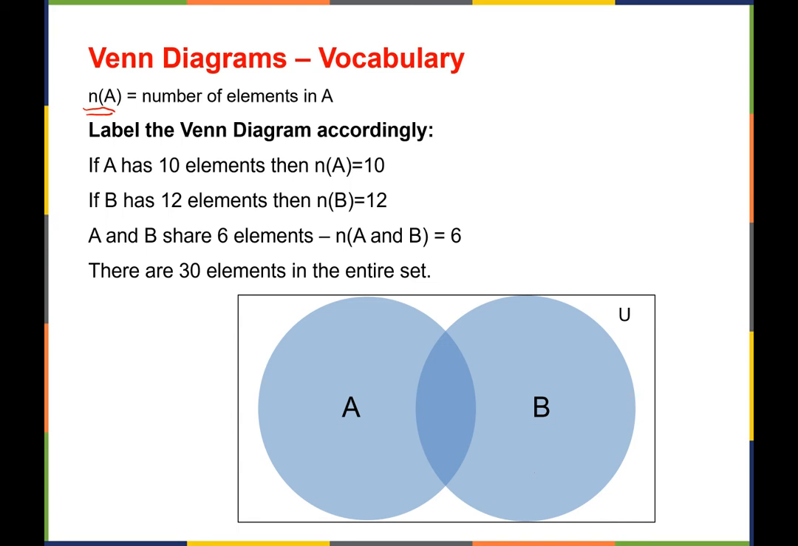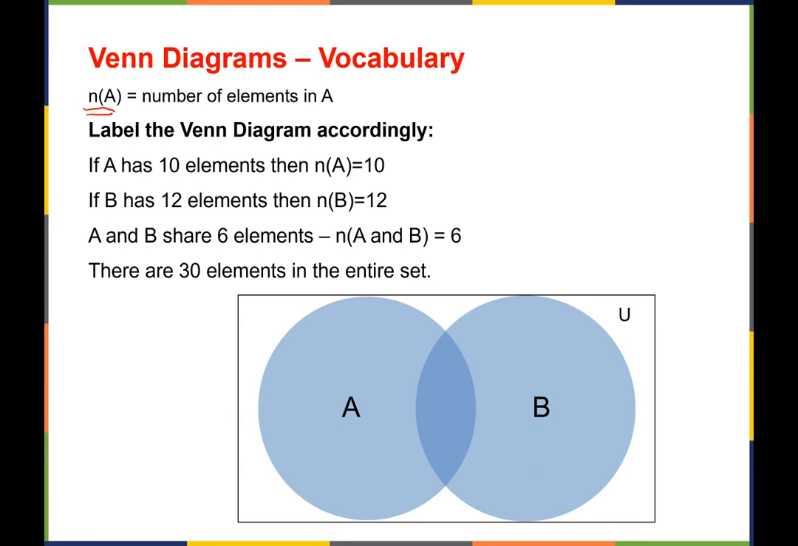So if A has 10 elements in it, then we would say n of A equals 10. If B has 12 elements, then n of B is 12. And it gives us some extra information. A and B share 6 elements together. So there's 6 in the intersection of A and B, and there are 30 elements in the entire set. So we're going to try and label the Venn diagram with this information.